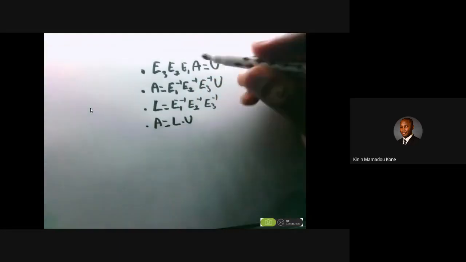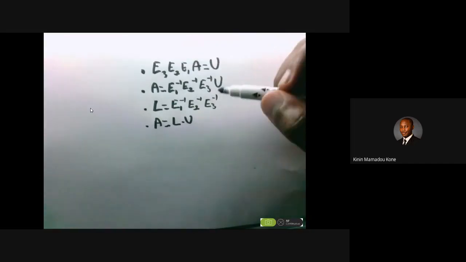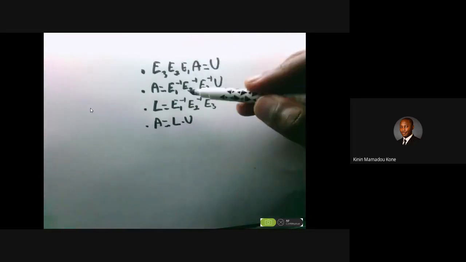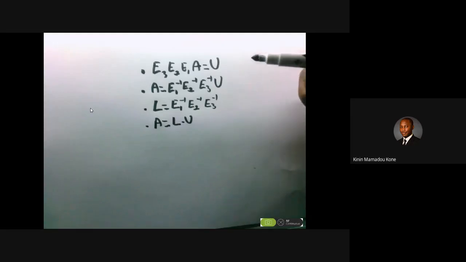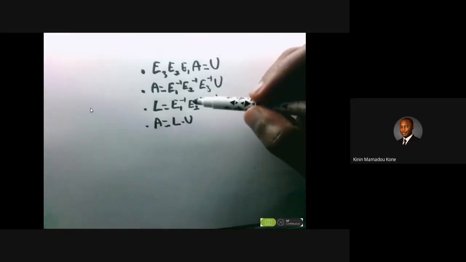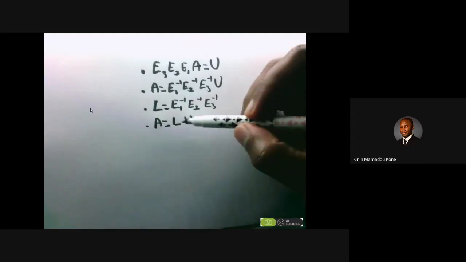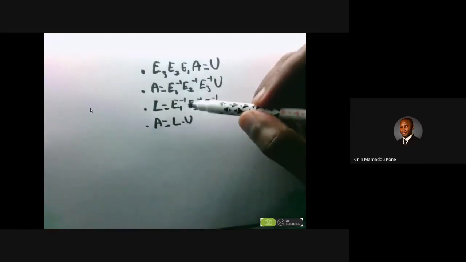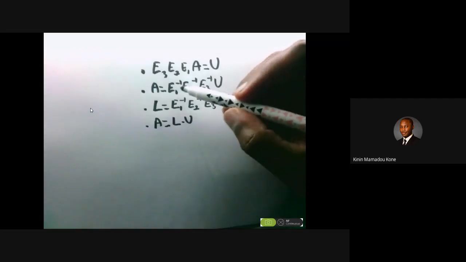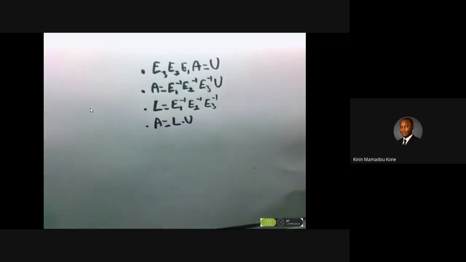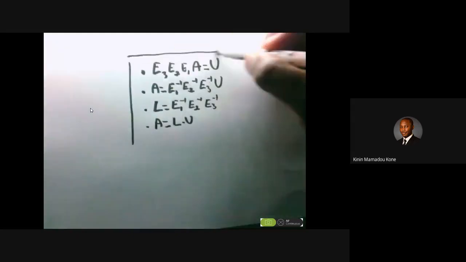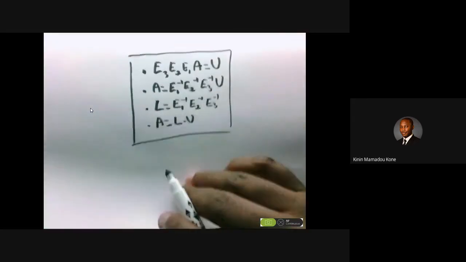So these are all the relationships that, based on the problem we have, we can use any one of those. This also shows that L and U are actually related to one another by elementary matrices. So let's go back to the note. Any questions related to that? Okay, so these are the relationships that we can deduce from this. Let's go back to the note.